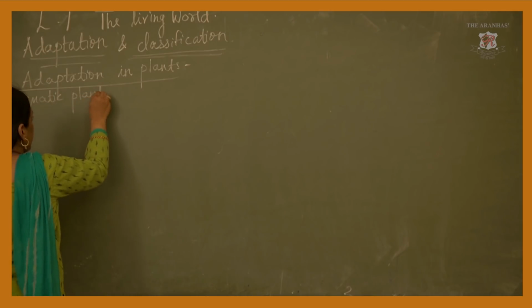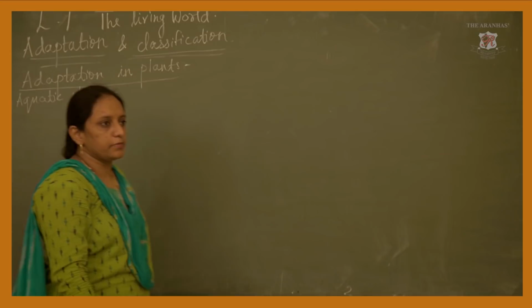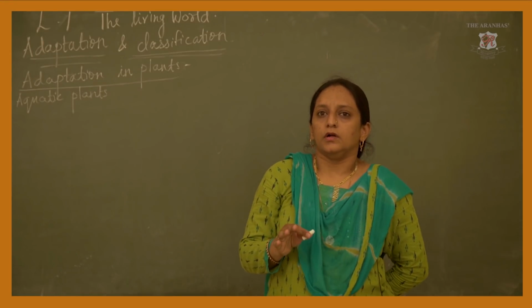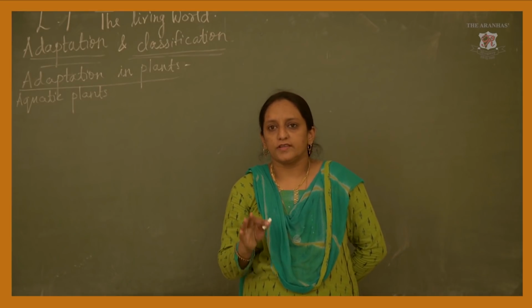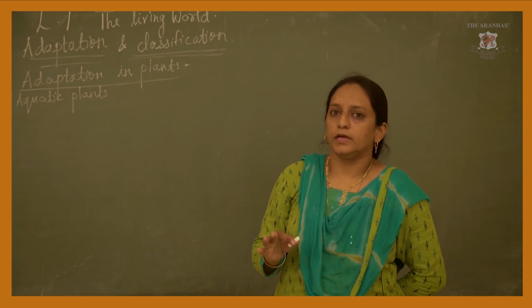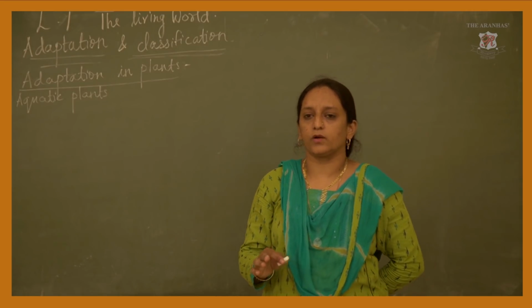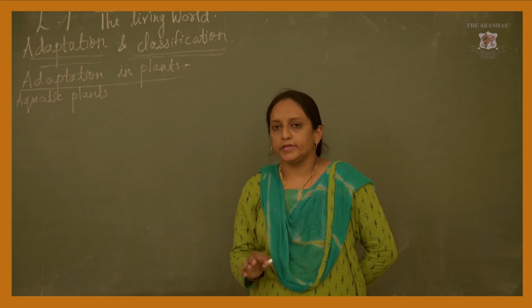Now what do you mean by the word aquatic? I told you, aquatic means the plants or the animals living in water. Animals living in water are called aquatic animals. Examples: seahorse, fish, all these are aquatic animals. Similarly, aquatic plants. Can anyone think of plants that are called aquatic plants? Means the plants that live in water.